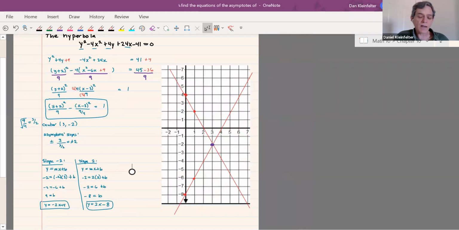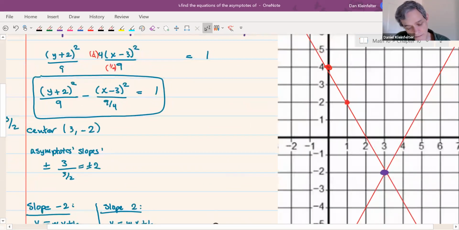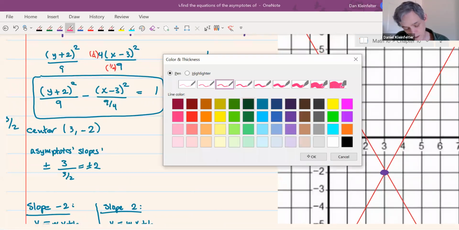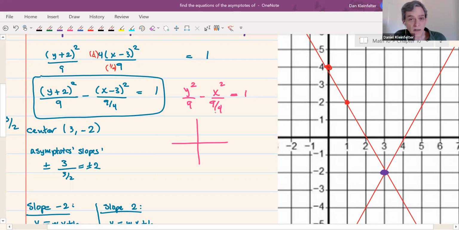So now what we need to do is figure out whether this hyperbola would open upward or downward, or side to side. So for that, let's take a look at the equation of the hyperbola without all of that shifting in there. So if we did that, we would have y squared over 9 minus x squared over 9/4 equals 1. So this would be the one that is centered at the origin.